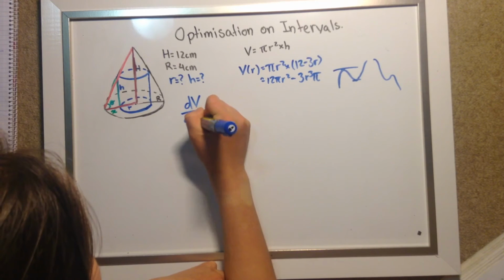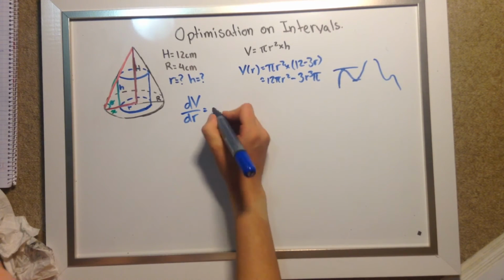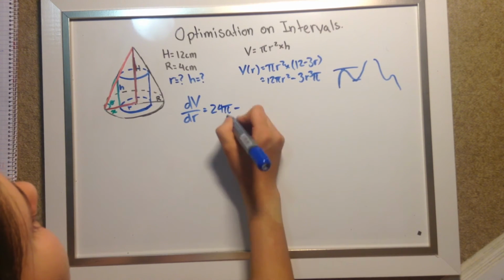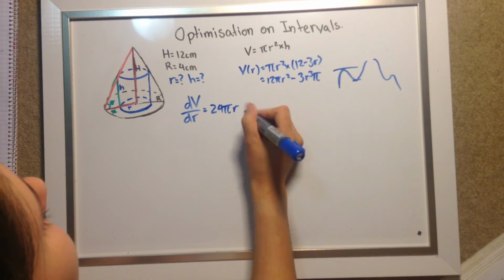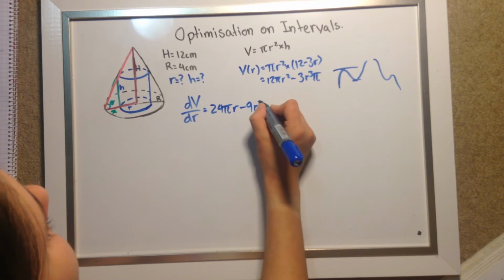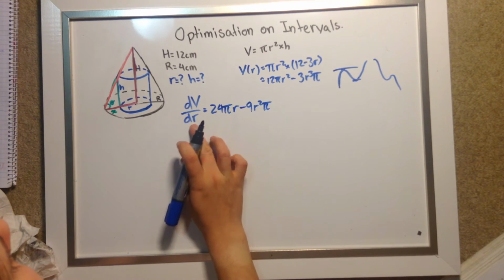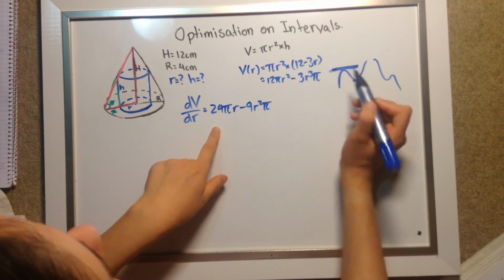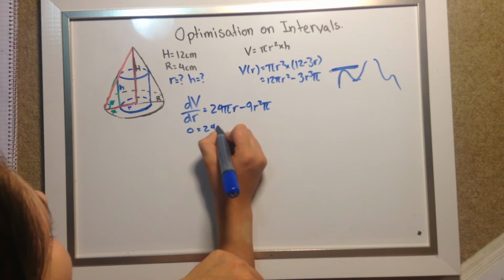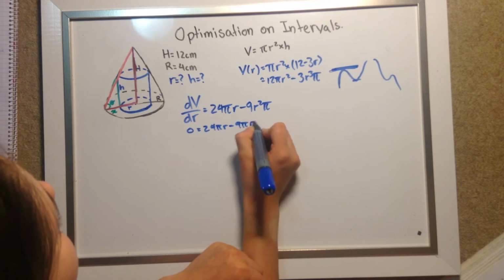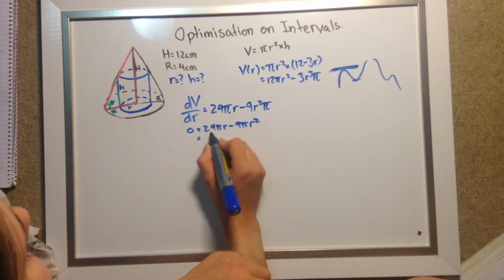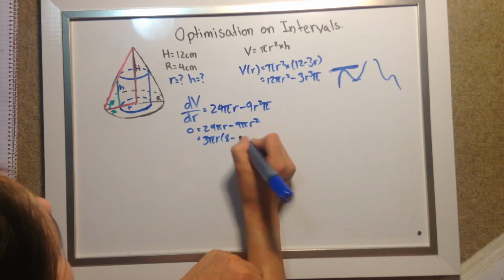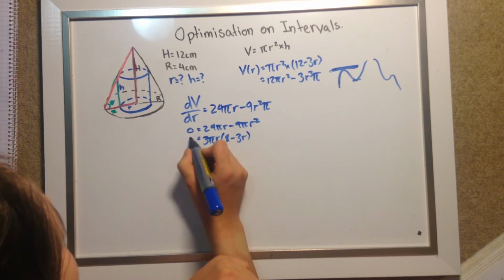But, so dV on dr, we can just apply our usual derivative rules. So that's 24 pi r minus 9 r squared pi. So the maximum will occur, or the turning point will occur, when the derivative is 0, like right up here. So 0 is equal to 24 pi r minus 9 pi r squared. We can simplify that taking out common factors, so 3 pi r is a common factor, for example. We have 8 minus 3r is equal to 0.